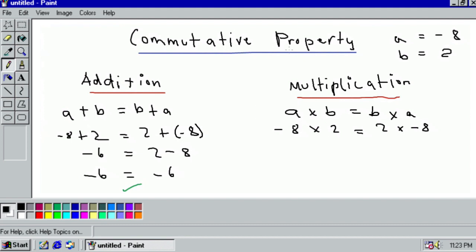So this means this property works. For the multiplication part, we have -8 times 2 is -16, and 2 times -8 is also -16. So this property really works.